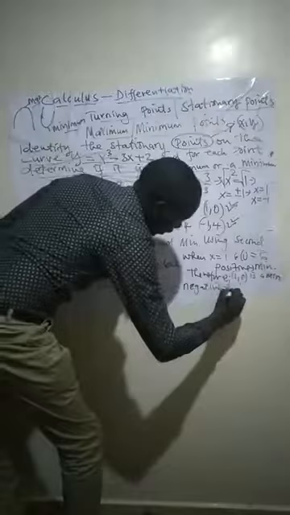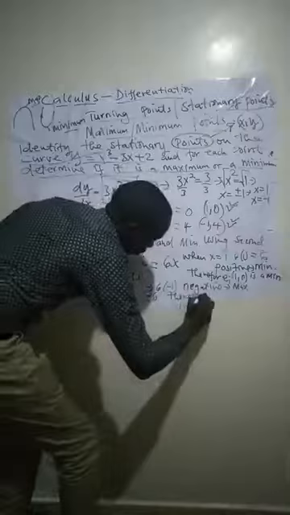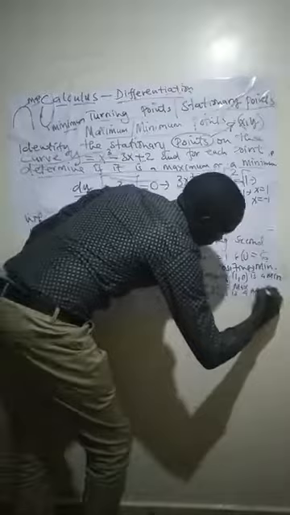Let's see. When x is equal to negative 1, 6 into negative 1, the answer is negative 6. The gradient in this case is negative. So negative implies maximum. Therefore, the point, which point? Negative 1, 4. Point negative 1, 4 is a maximum. So we have determined.